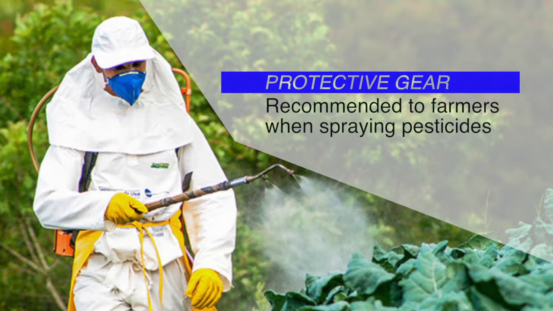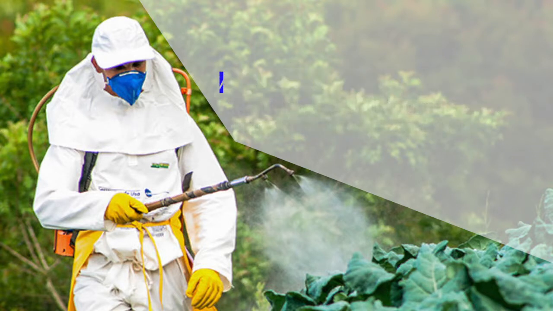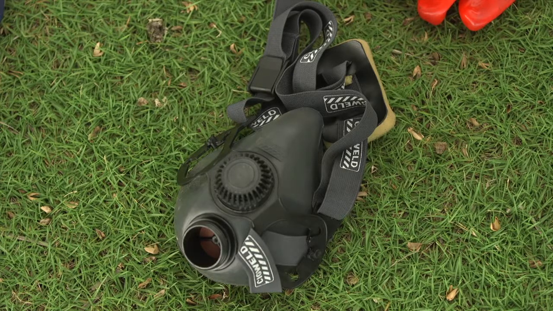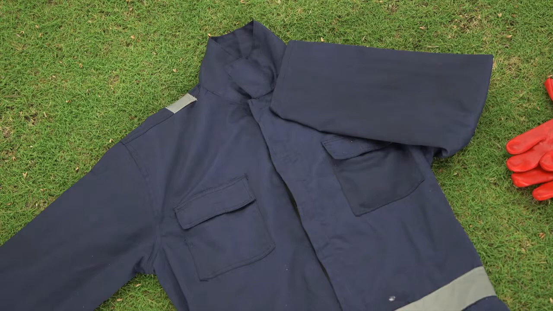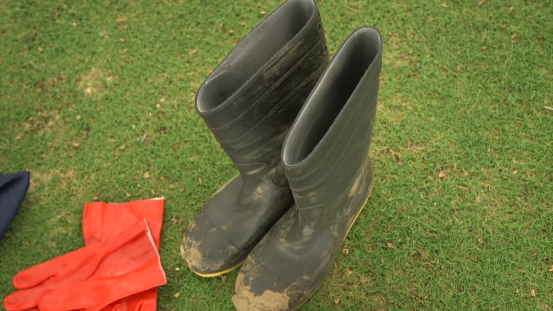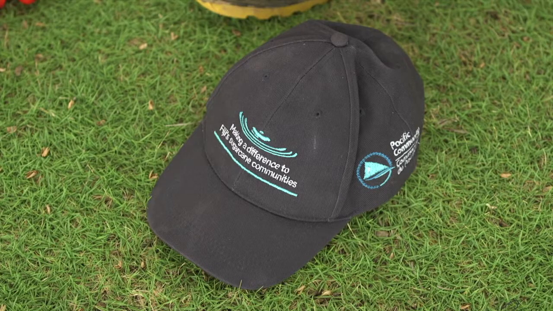The recommended protective clothing that a farmer should be wearing when spraying pesticides include glasses, mask, overalls, gloves, gumboots, and hats.